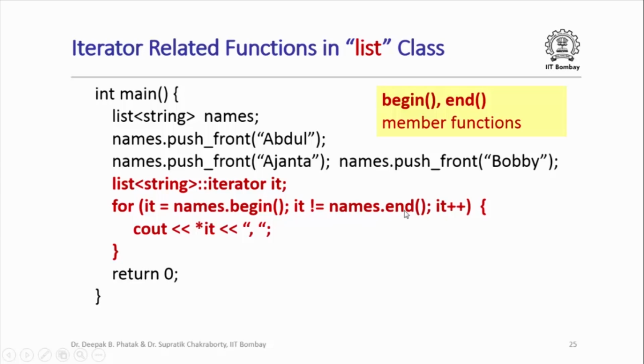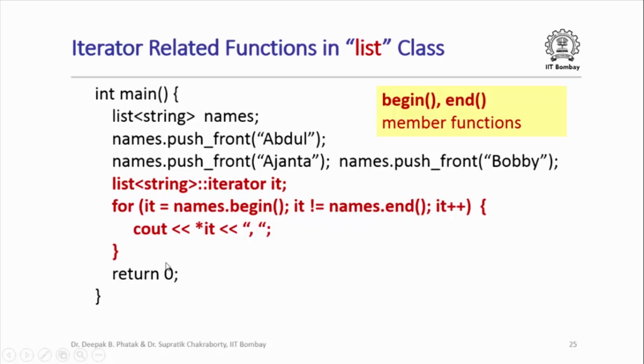And how long should I do this? Until IT becomes equal to names.end. Names.end is an abstract pointer to something after the end of the list. So until I reach there, I'm going to iterate through this list. And because IT is an abstract pointer, I can use *IT to print out the string at that appropriate list position as I'm iterating through this list.